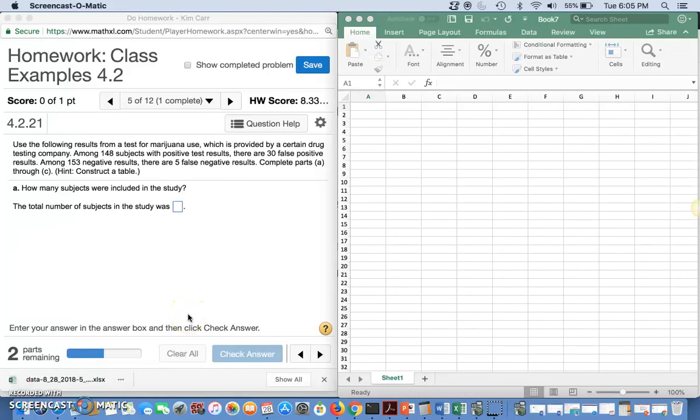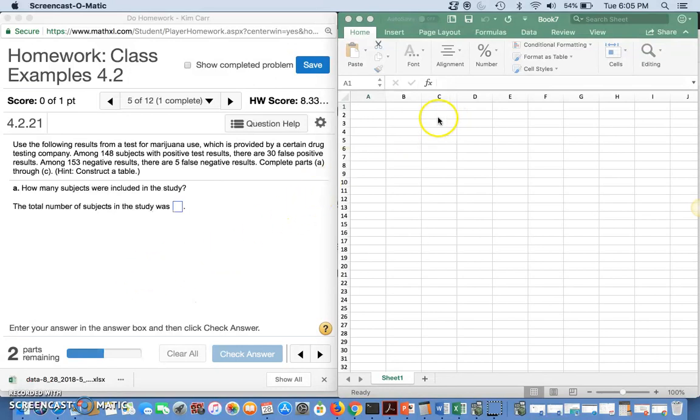Okay, section 4.2. This is problem number 5, your class examples. Use the following results from a test for marijuana use, which is provided by a certain drug testing company. Among 148 subjects with positive test results, there are 30 false positive results. Among 153 negative results, there are 5 false negative results. Complete parts A through C.